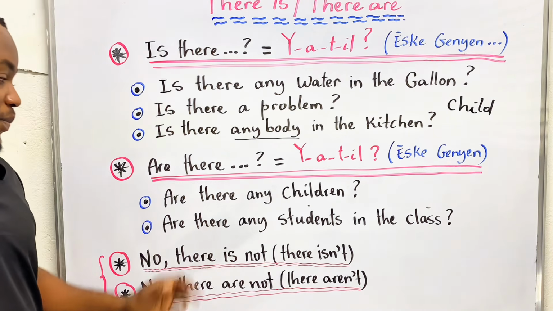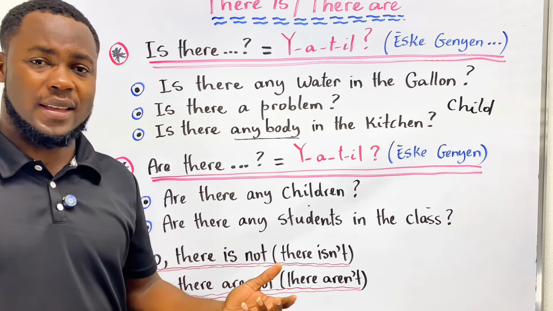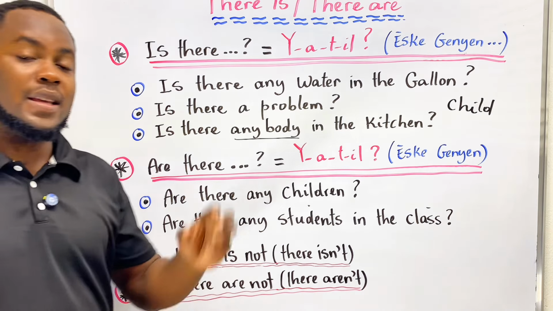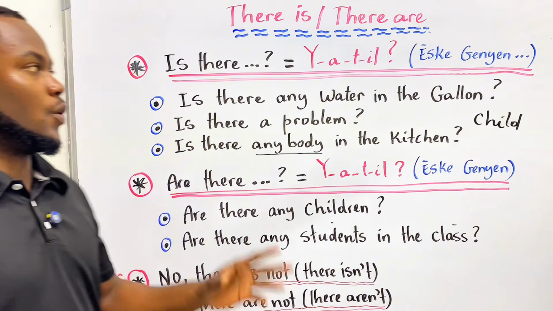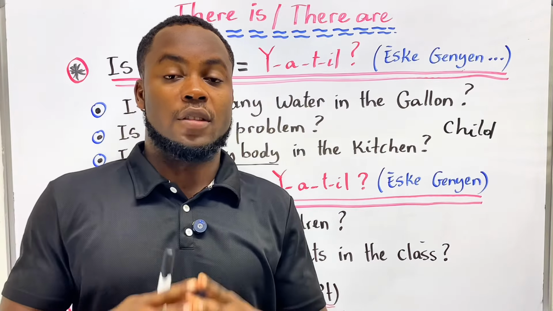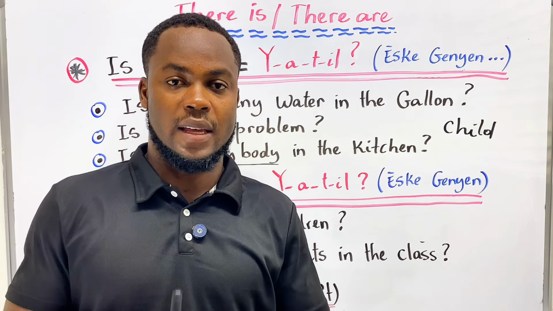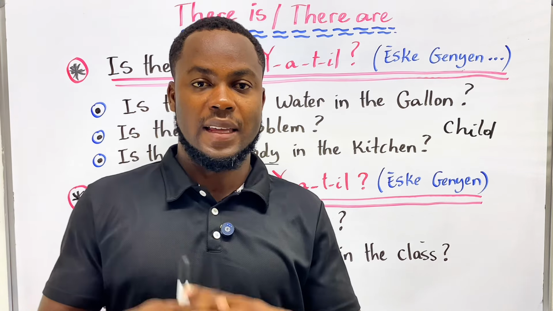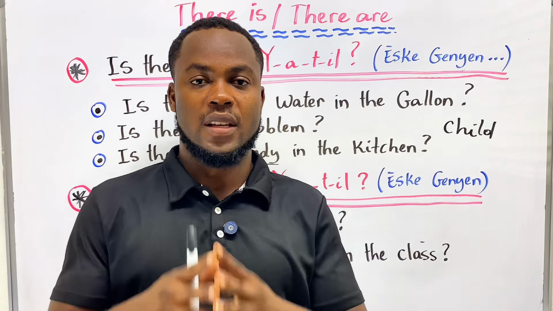Okay? For example, are there any students in the class? No, there aren't. Okay? No, there aren't. And if there are, you say, yes, there are. Yes, there are. Okay? So that's the use of there is and there are. We use there is to talk about il y a, singular. And we use there are to talk about il y a, but plural. Both mean il y a, so you can say there is or there are.